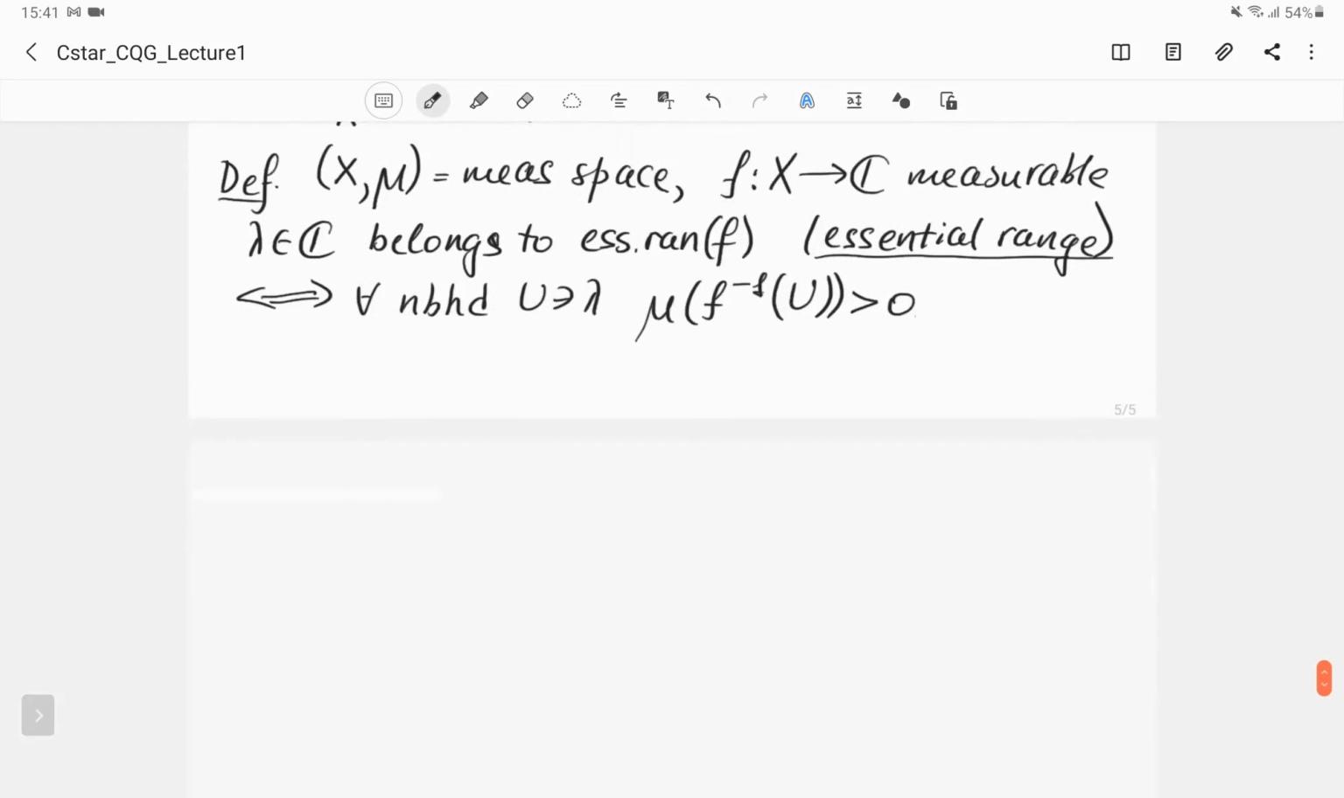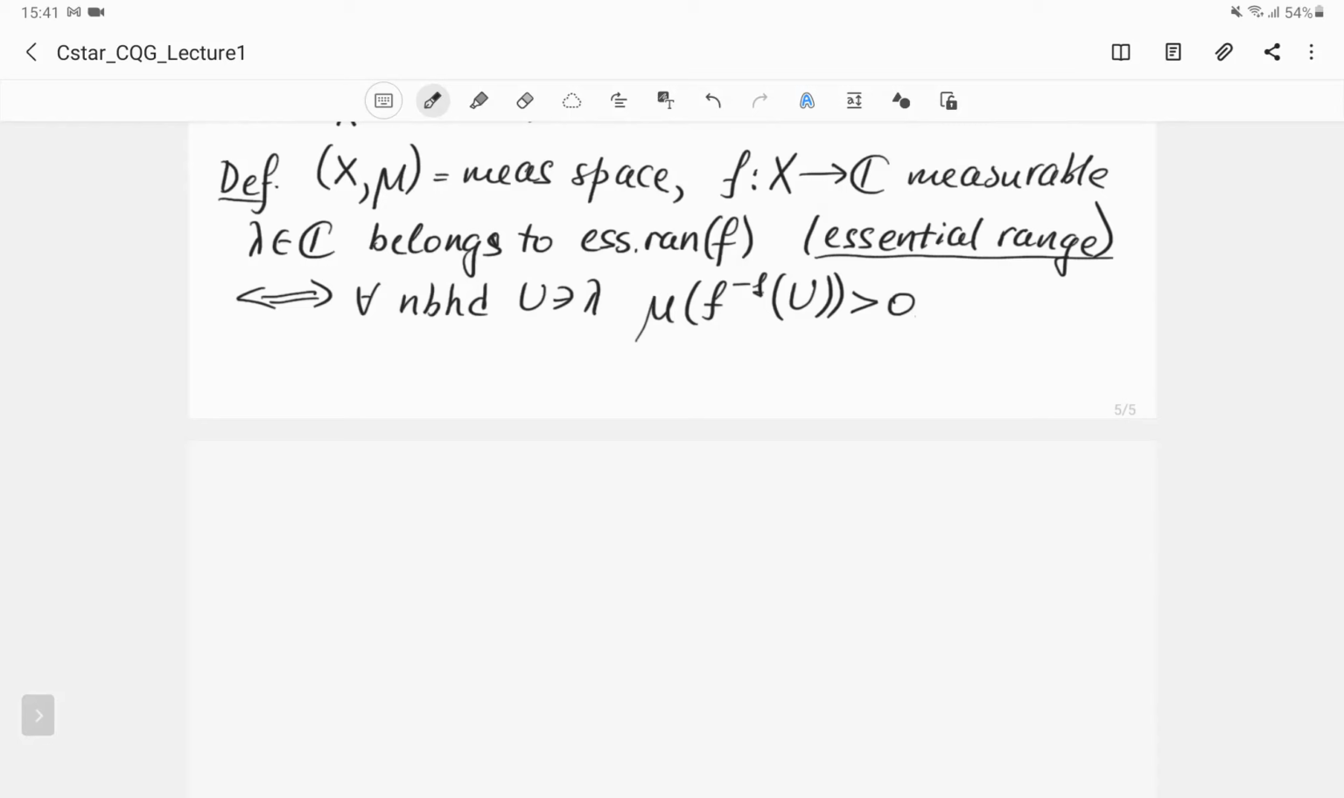In general, the essential range of f is not necessarily contained in f of x, and f of x is not necessarily contained in the essential range. However, if, for example, x is a compact topological space, and mu is a good Borel regular measure, such that the measure of each non-empty open set is strictly positive, then it's rather easy to show that for each continuous function on x, the essential range of f equals f of x.